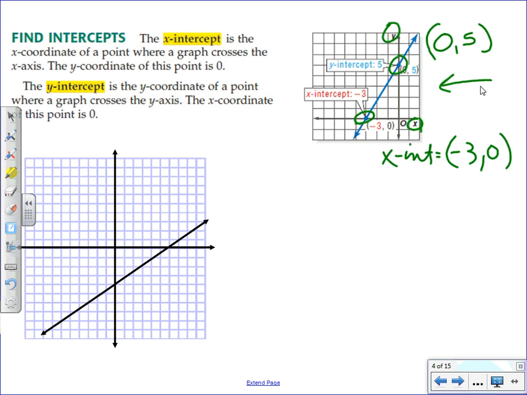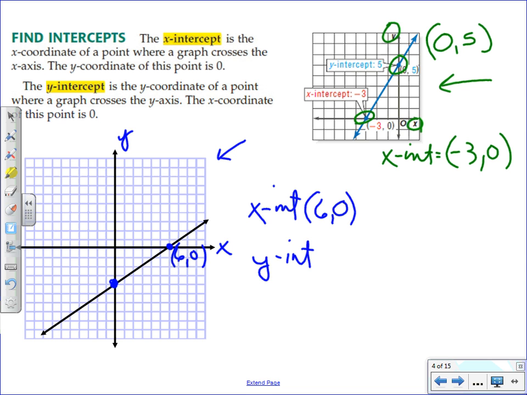Let's look at this graph here, shall we? Here we have the x-axis and the y-axis. Where do we cross the x-axis? What is that point? What's our x-intercept going to be? It's this point, which we know is 1, 2, 3, 4, 5, 6, so 6, 0, right? And where does it cross the y-axis? Our y-intercept is where it crosses the y-axis, and that point is 0, 1, 2, 3, 4, so 0, -4.